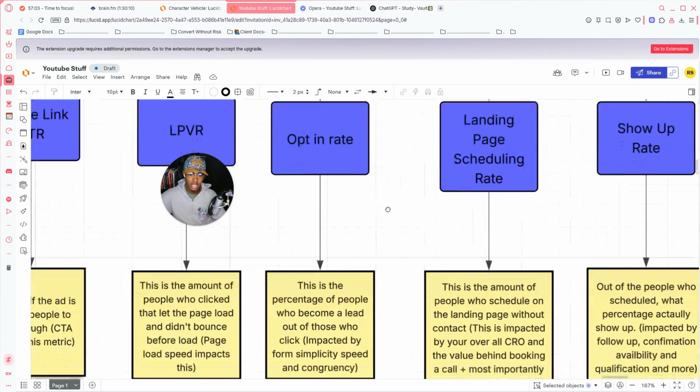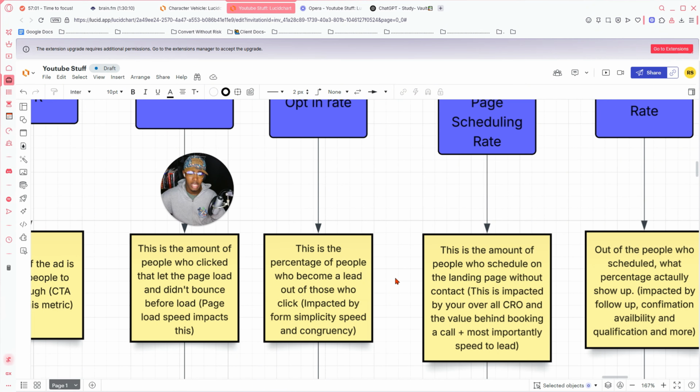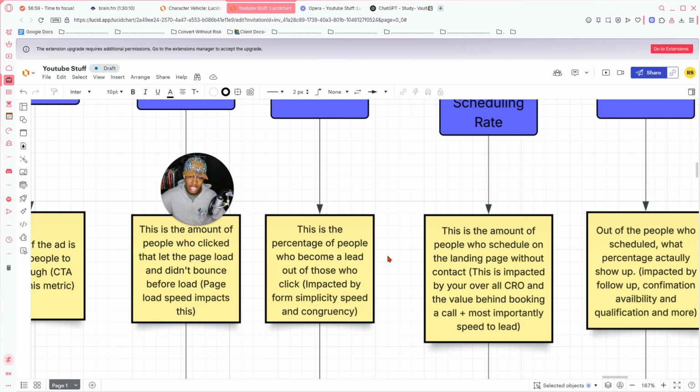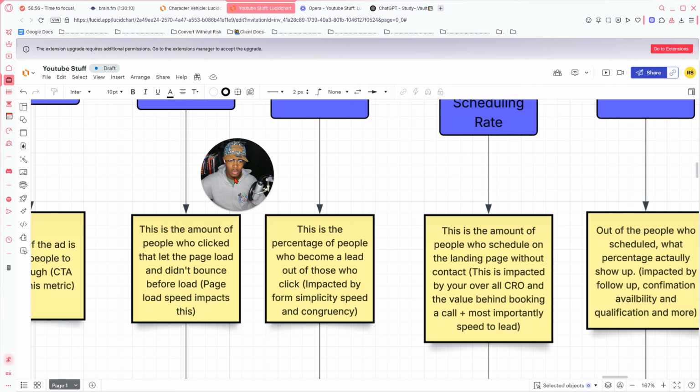Now, opt-in rate. This is the percentage of people who become a lead out of those who click. Meaning, out of everybody who clicks, how many of these people give you their name, phone number, and email? This is impacted by form simplicity. How simple is your form where you're collecting their name, phone number, and email? Are you asking for their date of birth, their social security, and what time of day it is, and what country they're from, and all that? The more friction you add, the fewer people will go through it. The harder something is to do, the fewer people do it.